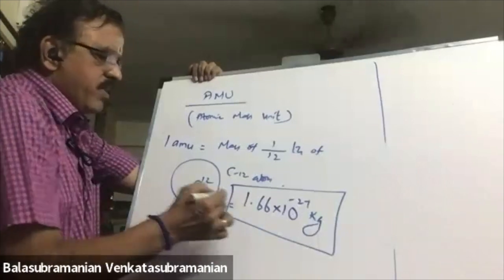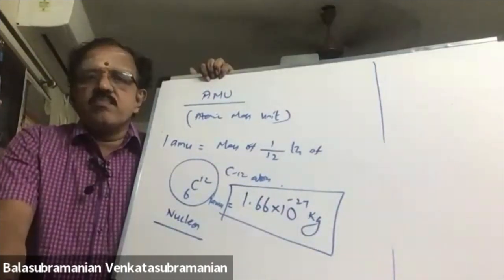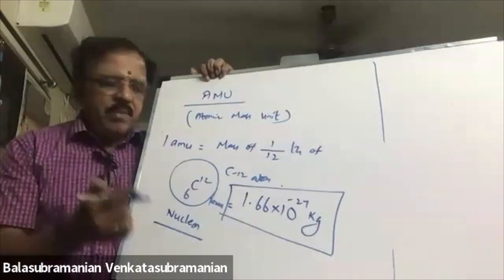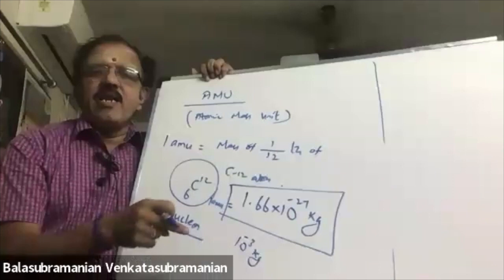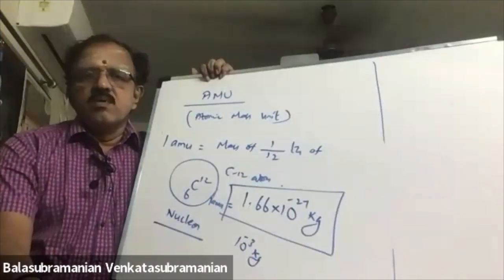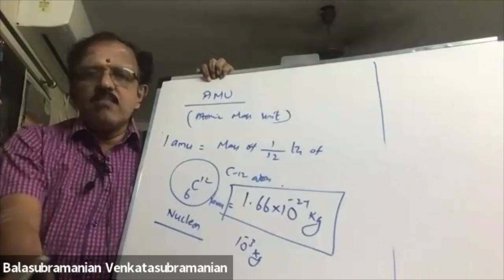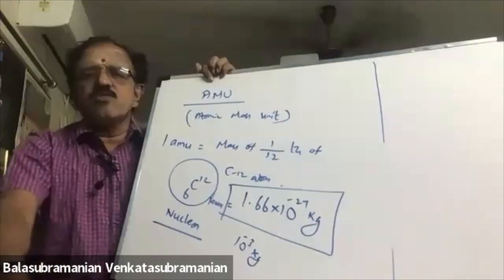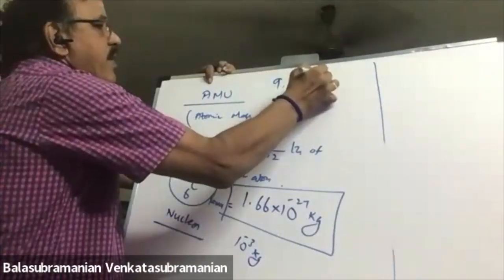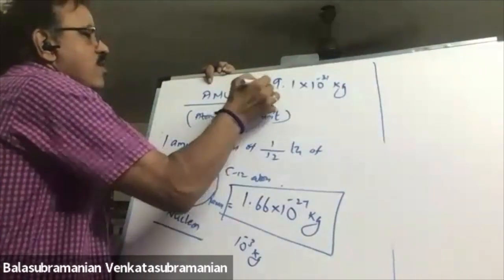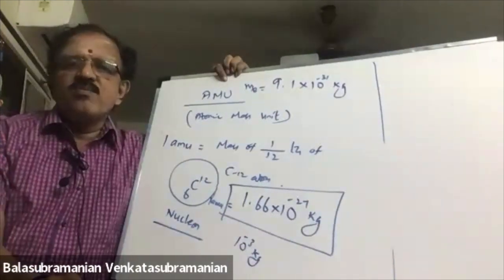1 AMU, atomic mass unit, mass value 1.66 into 10 power minus 27 kilogram. 1 gram means 10 power minus 3 kilogram. 1 milligram, 10 power minus 6. 10 power minus 27, 26 zeros you have to put. Then only a number will come. Such a low value, proton and neutron mass. Electron mass is still worse. 9.1 into 10 power minus 31 kilogram, mass of an electron. 30 zeros. Then only 9.1 is coming. Such a low value.